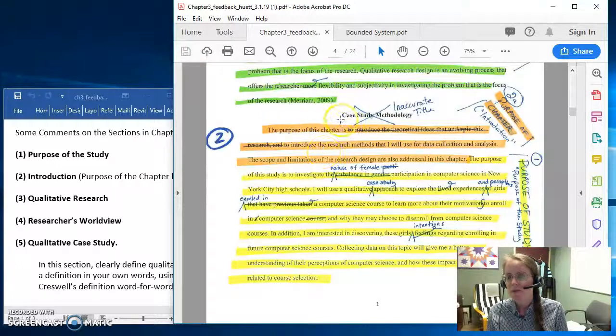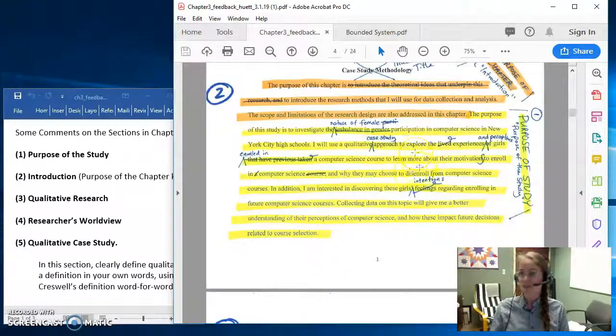Here's another paragraph that you call case study methodology, but if you read this paragraph, you'll see you don't mention case study, I don't think, at all. You actually mention the purpose of the chapter in orange, and you mention the purpose of the study in yellow. And purpose of the study statements need to be consistent with one another throughout your study. It's okay if you mention the purpose of the study at the beginning or somewhere in every chapter. It's okay to remind the reader of that, especially in a dissertation. But it needs to be consistent.